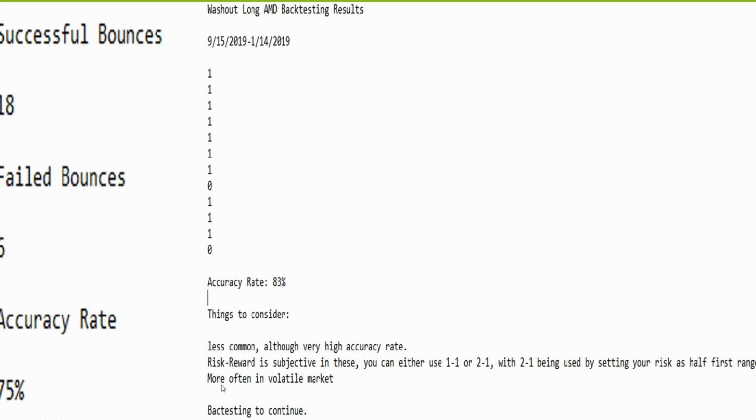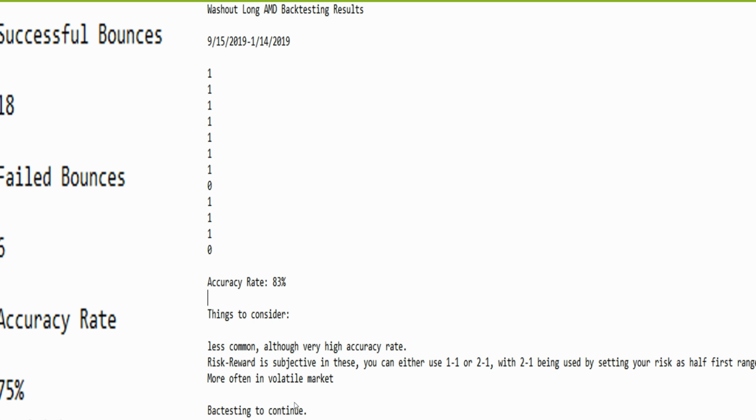Like you can see in my notes after backtesting the washout long, it's less common, although it has a very high accuracy rate. The risk-reward is subjective in these, so you can use 1-to-1 or 2-to-1, with 2-to-1 set by making your risk half of the first range. It's more often seen in volatile markets.